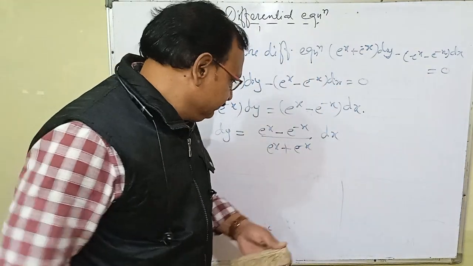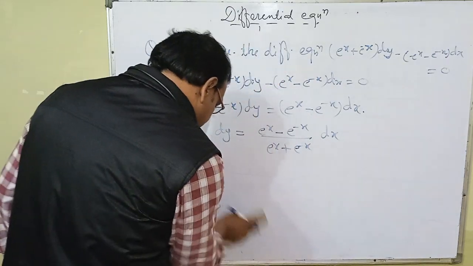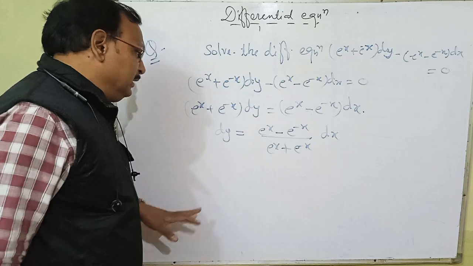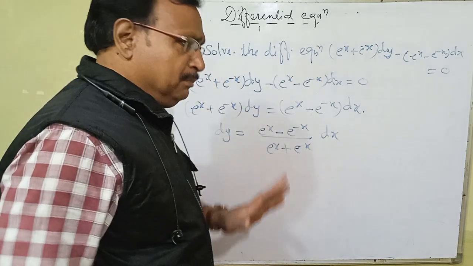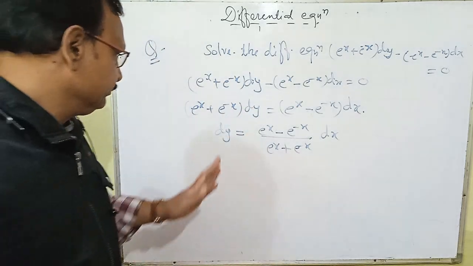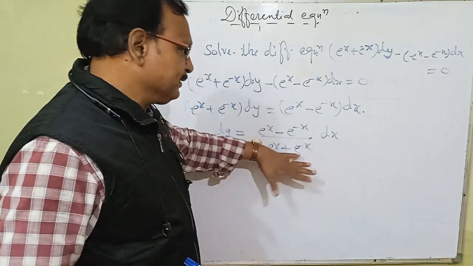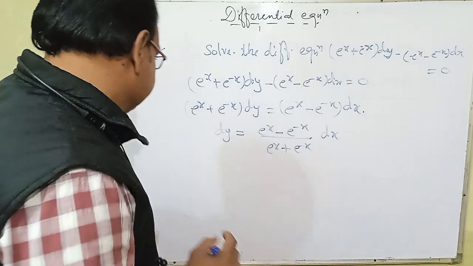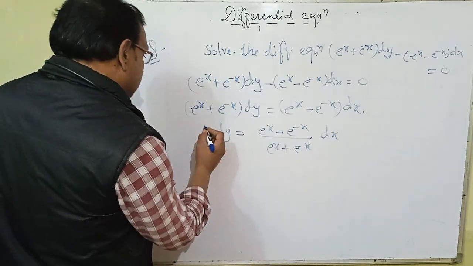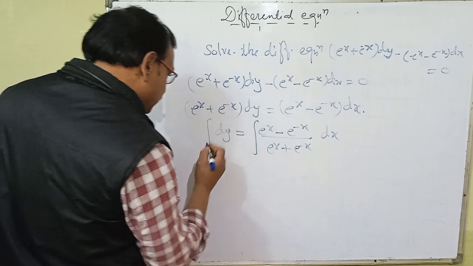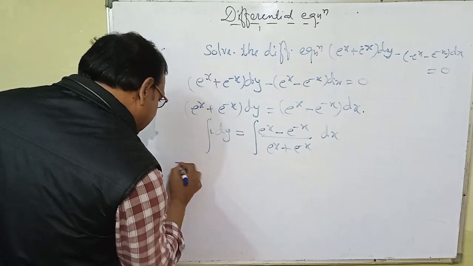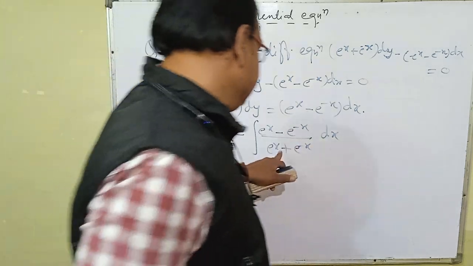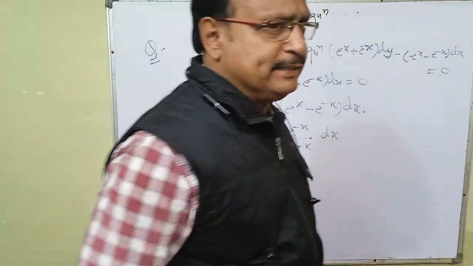In this step, we can easily find that here variables are separated: variable x on our right hand side and y on our left hand side. Now we integrate both the sides. Integration of 1 dy is equal to y, and integration of (e to the power x minus e to the power minus x) upon (e to the power x plus e to the power minus x) dx.